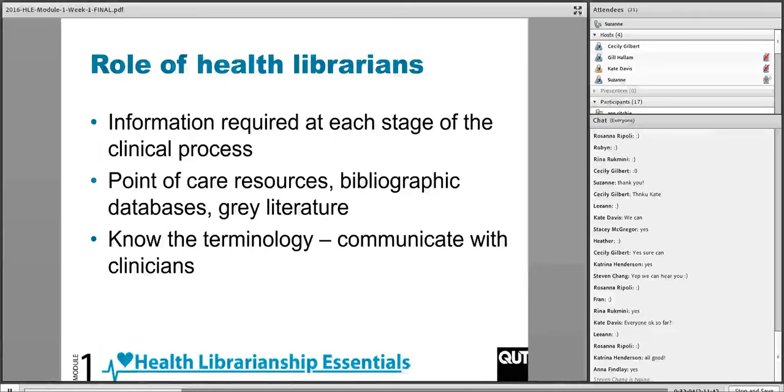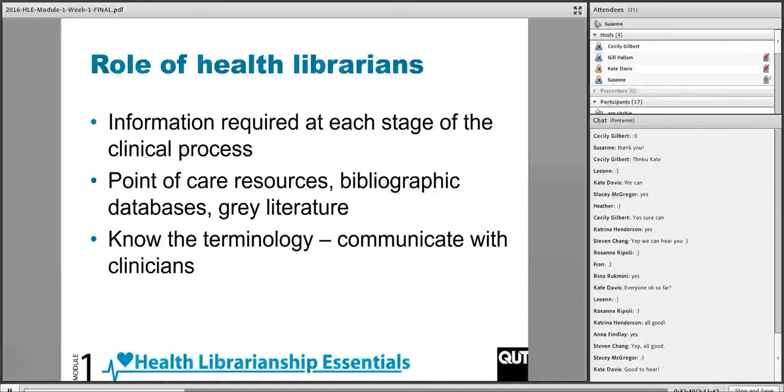Okay, so as I said at the start of this presentation, it's important for health librarians to be aware of the clinical process, because we're often asked by clinicians to provide information at some of these stages, particularly diagnosis, treatment, and prognosis. Many of the information resources we manage, particularly the resources designed to be used at the point of care, are structured according to these key stages.